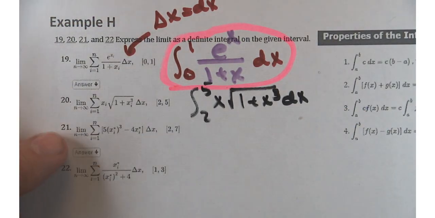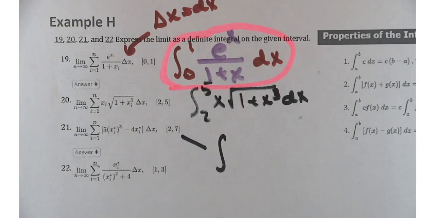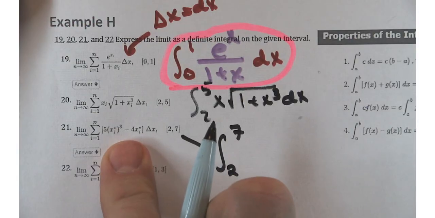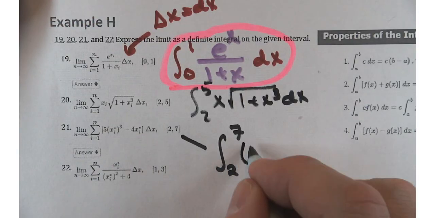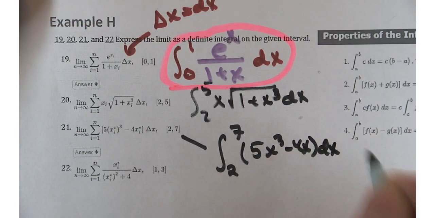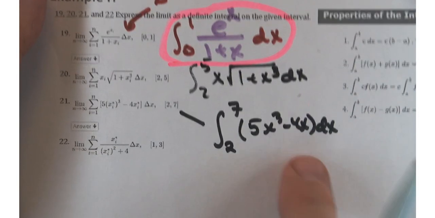Let's move down to the next one. So for the next one, this is the integral between 2 and 7 of 5 times x cubed minus 4x. Please don't forget about that dx. It actually does have some significance, importance, and relevance, and I do want to see it. But as far as this problem is concerned, that's it.